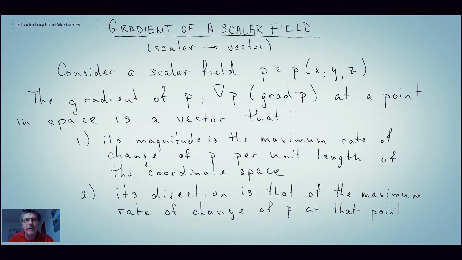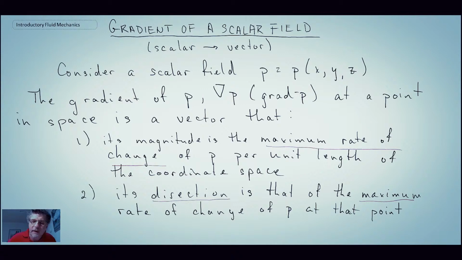Okay, and so if you take the gradient of this scalar field P, what we'll find is that the resultant of the gradient, grad P, will become a vector, but the magnitude of that vector is the maximum rate of change of P per unit length in that coordinate space. And the second thing is that the direction of that new vector, grad P, is the direction of the maximum rate of change. So it's the direction of maximum rate of change, and the magnitude is the maximum rate of change of that scalar in this coordinate system that we're dealing with, or space.